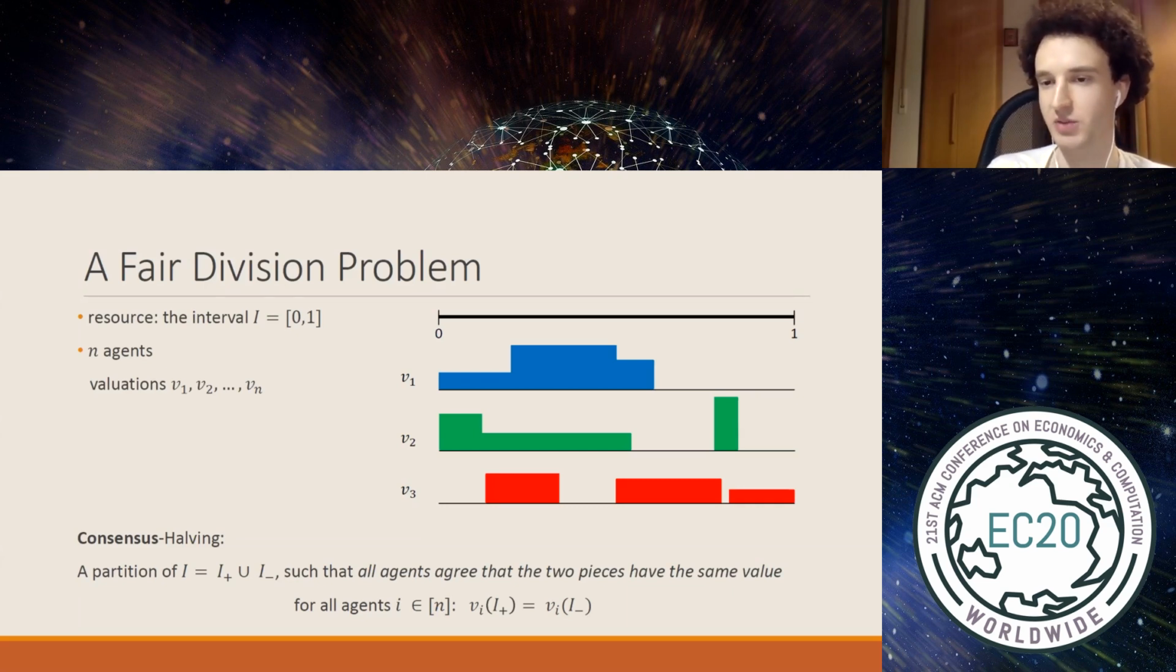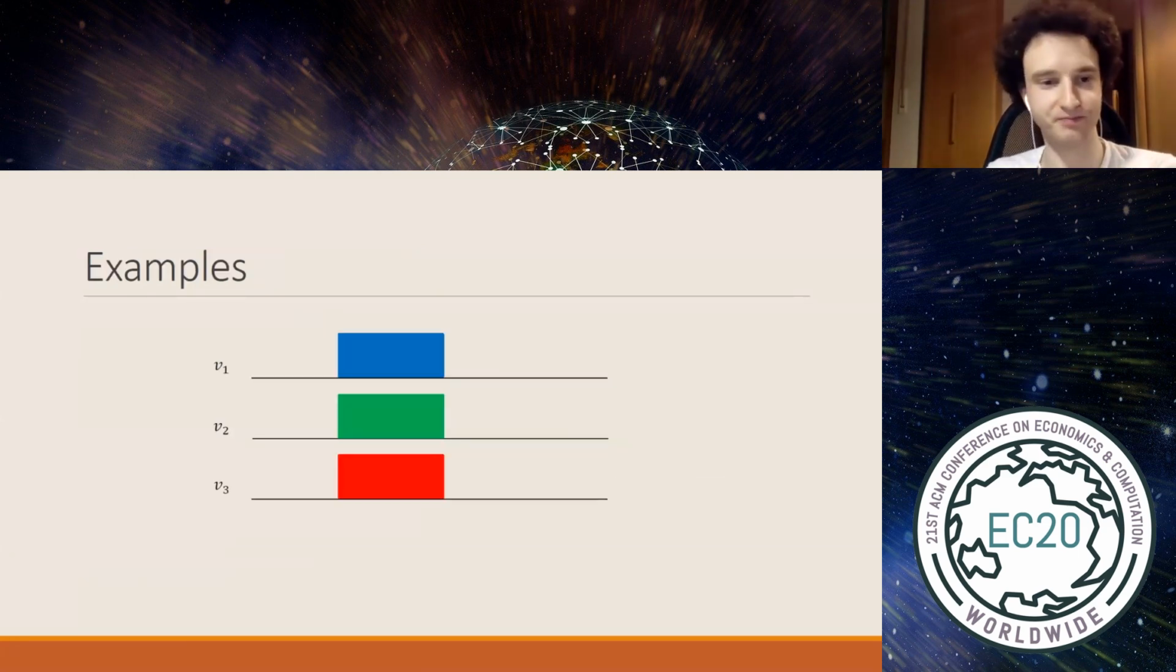These parts don't have to be contiguous. So i plus can be made out of multiple intervals. It can be a union of many intervals. The only important thing is that we're partitioning the cake into two parts, hence the name consensus halving. Let's take a look at some examples.